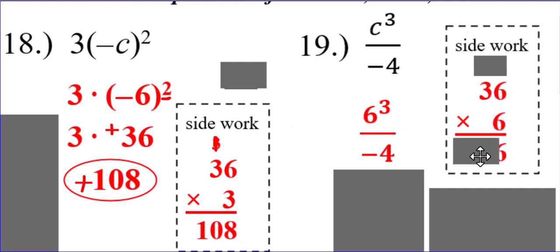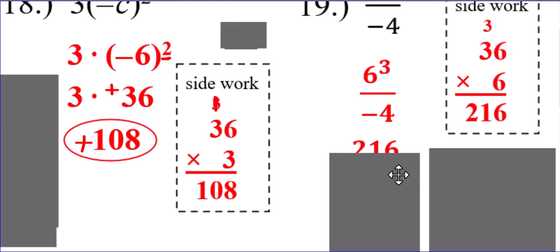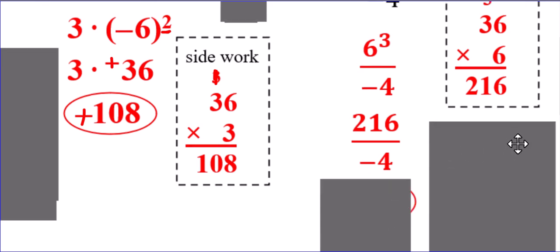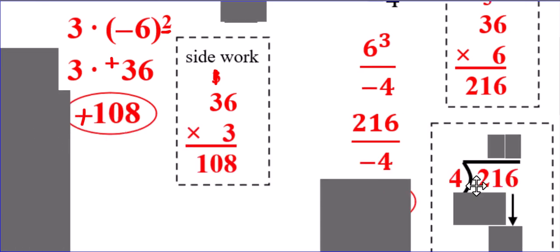6 times 6 is 36. Carry the 3. And then 3 times 6 is 18, plus 3 is 21. So that's 216 over negative 4. Oh, let's do some long division.